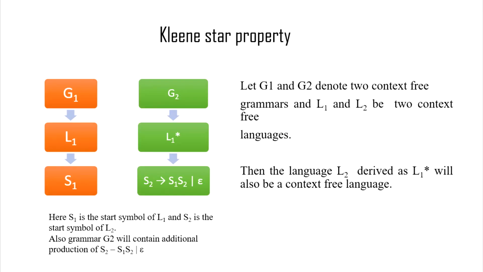So now we have come to the Kleene star property. Basically, in the case of context-free languages, what happens is that if L1 is a context-free language, then the language L2, which can be derived as L1 star, will also be a context-free language. So we will go through some examples and see how this works in the case of context-free languages.